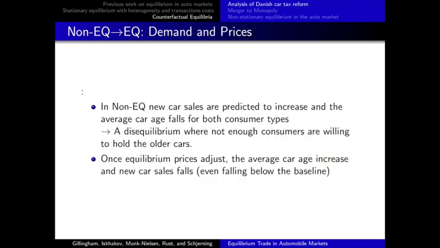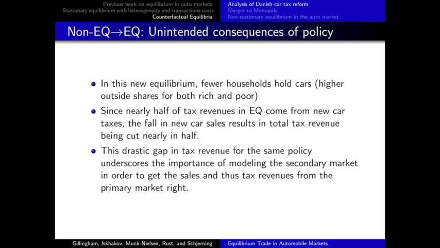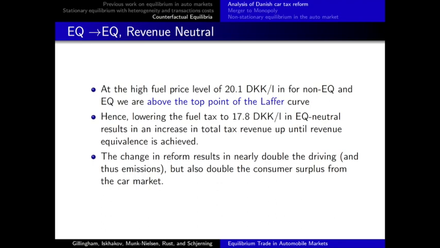Okay, so this is kind of summing up a lot of stuff that I already said. I think one key thing to say here is that this drastic gap in the tax revenue for the same policy that we made on the non-equilibrium really underscores the importance of modeling secondary markets. Okay, so otherwise you can get utterly wrong results.